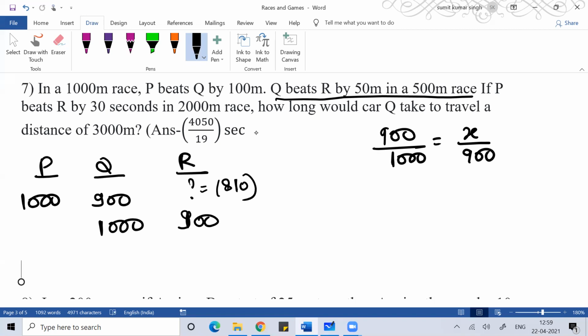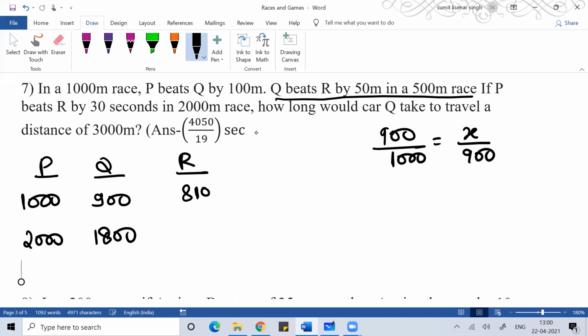Okay, so these three zeros will be 810 meter. What this means is that when P has covered 1000 meter, Q has covered 900 meter, then R would have covered 810 meter. If P beat R by 30 seconds in a 2000-meter race, then P has covered 2000, Q has covered 1800, and R would have covered 1620 meter.